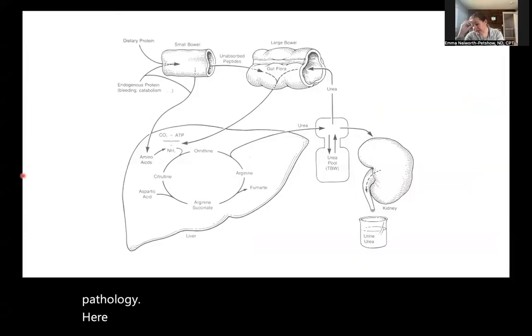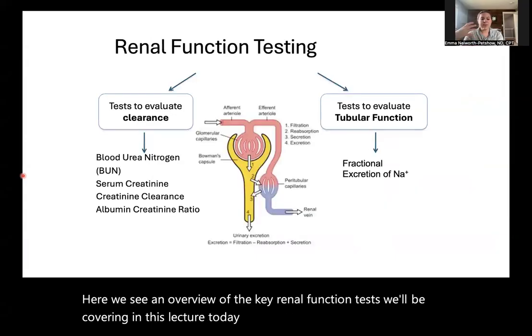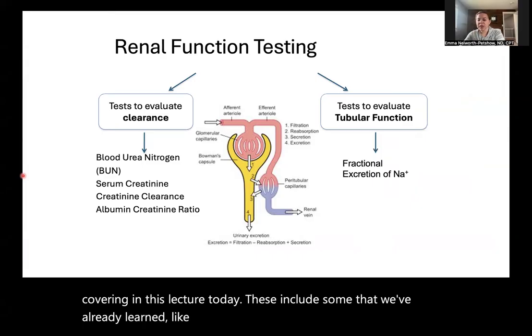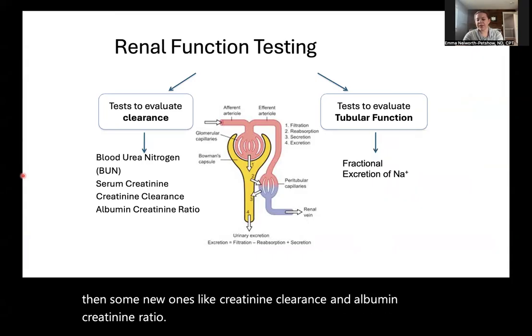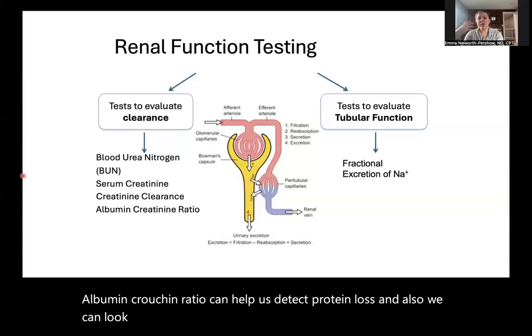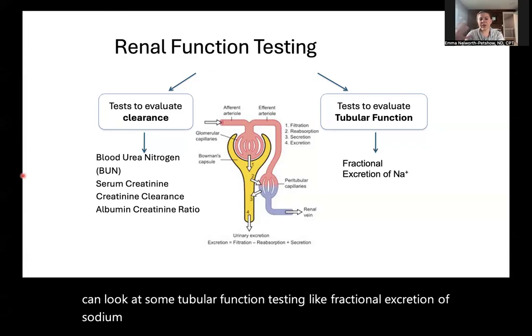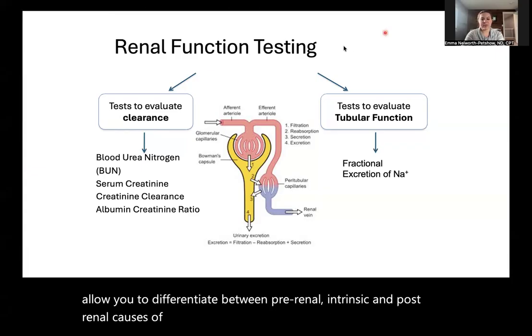Here we see an overview of the key renal function tests we'll be covering in this lecture today. These include some that we've already learned, like blood urea nitrogen, serum creatinine, and then some new ones like creatinine clearance and albumin creatinine ratio. Albumin creatinine ratio can help us detect protein loss, and also we can look at some tubular function testing like fractional excretion of sodium. Understanding all these tests and how they fit together will allow you to differentiate between pre-renal, intrinsic, and post-renal causes of kidney dysfunction.